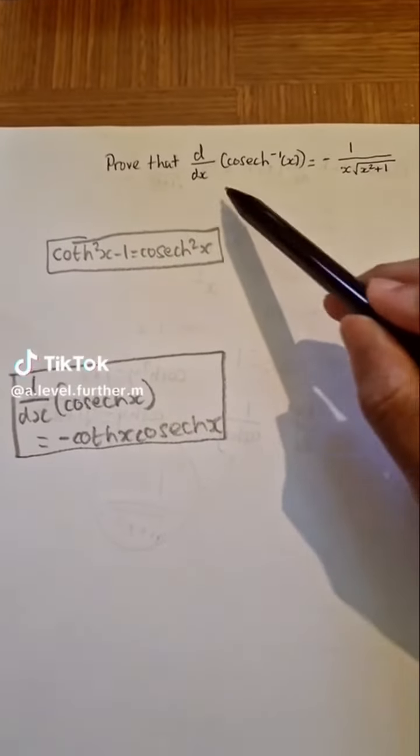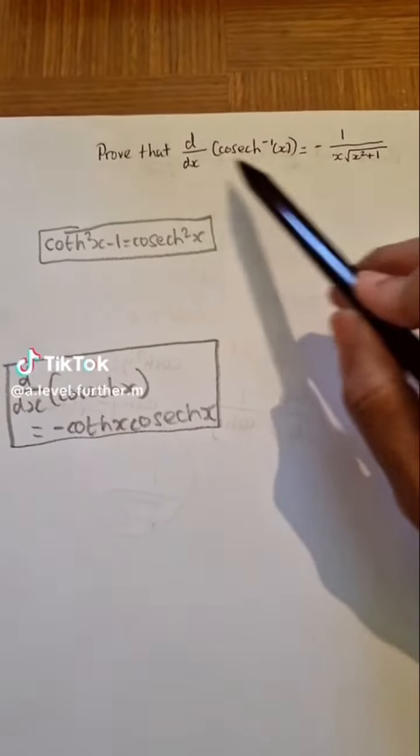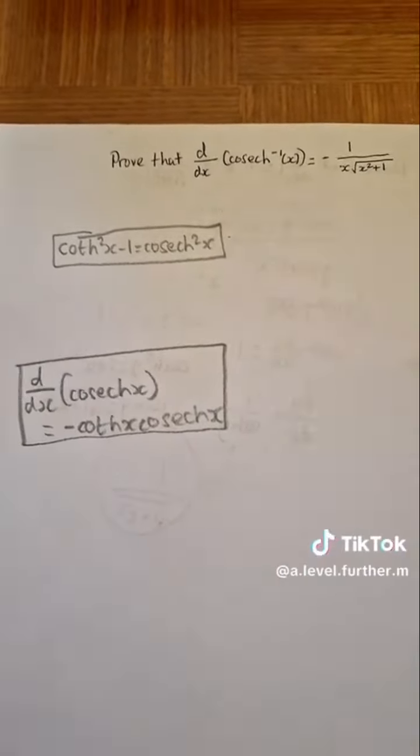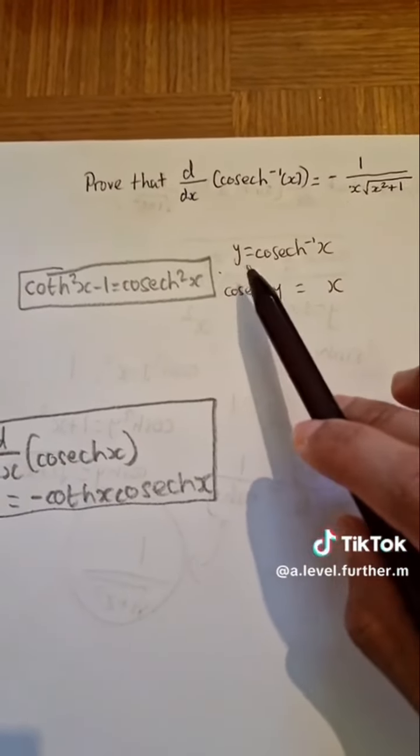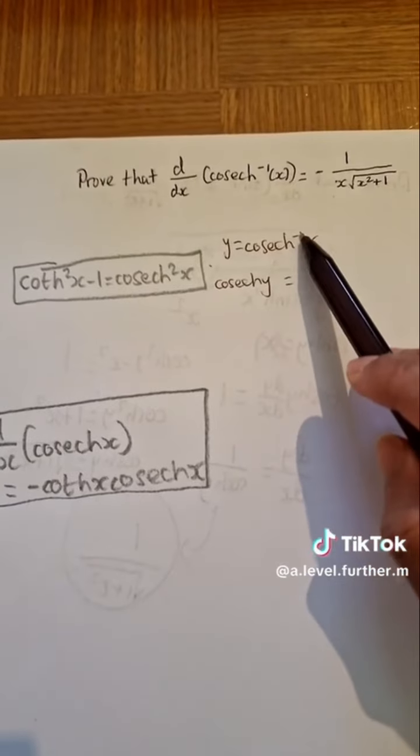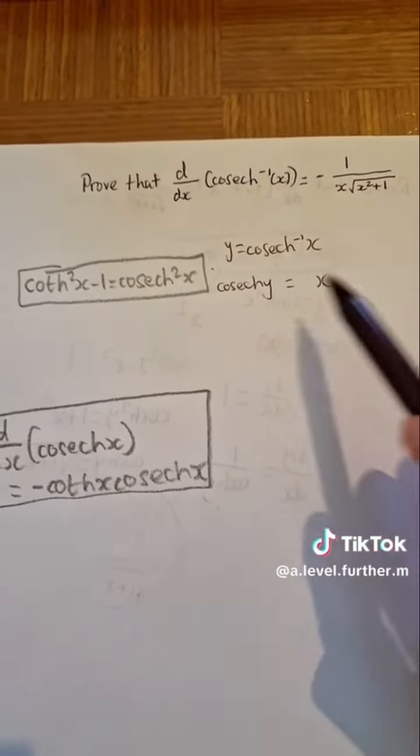In this video, we're going to prove that when you differentiate the inverse cosech of x, we get to this function here, using these two rules. As always with these questions, whatever you're differentiating, we introduce that as a function y, and then we apply whatever we need to get rid of the inverse. So here we're going to apply cosech to both sides.